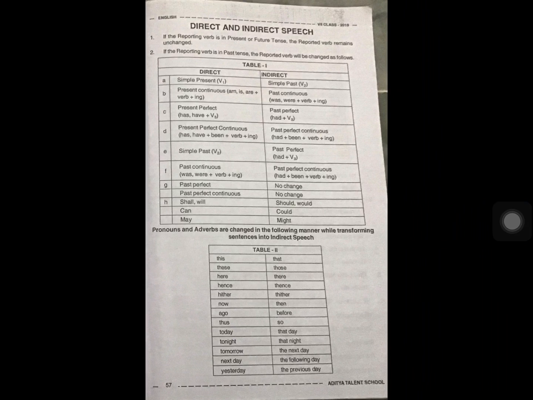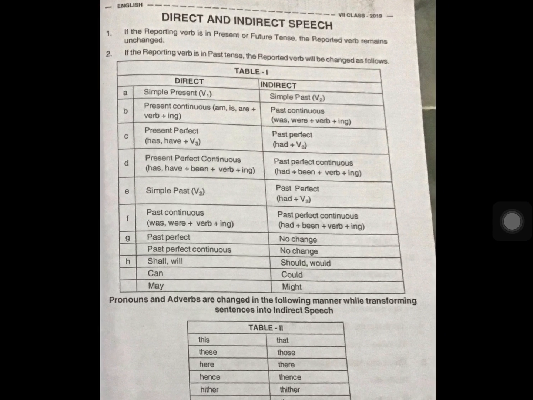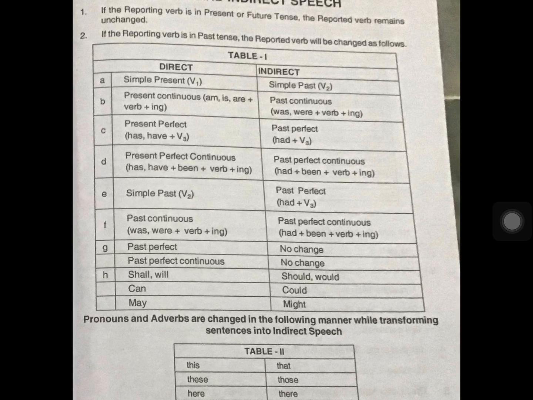What did we learn related to tenses? How should we change the tense into another tense in indirect speech? Simple present to simple past, present continuous to past continuous. Then here they have given you auxiliary verbs also. How should you change? Present perfect to past perfect, present perfect continuous to past perfect continuous. Simple past to past perfect, past continuous to past perfect continuous, past perfect no change.